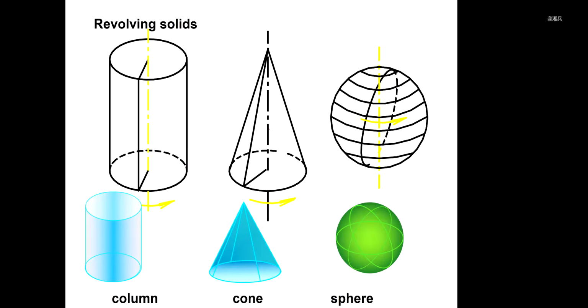Here, we can show you. We have the revolving solids, just like we see here. We have a cylinder, a cone, and a sphere.